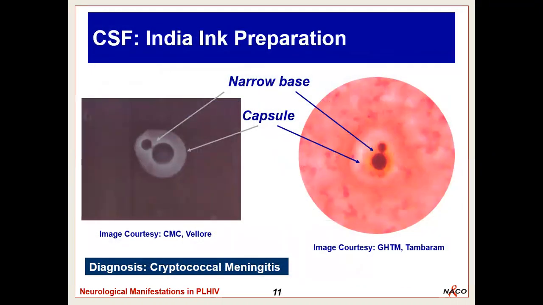So what we just talked about, the CSF India ink preparation. What you see here is the cryptococcal capsule, and there's a clear halo around the capsule, because the capsule doesn't take up the ink. So there's a background of India ink and the capsule doesn't take it. That's how you get the halo around. It's a very peculiar and typical picture. If one sees it, then for sure you cannot miss cryptococcal meningitis. So it's a CSF sample.